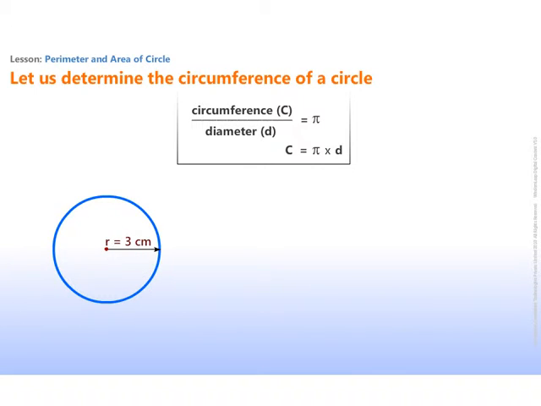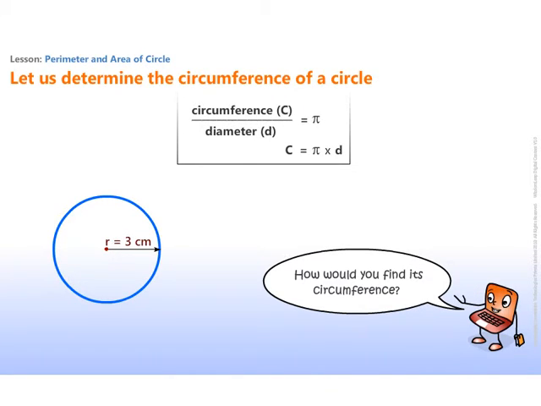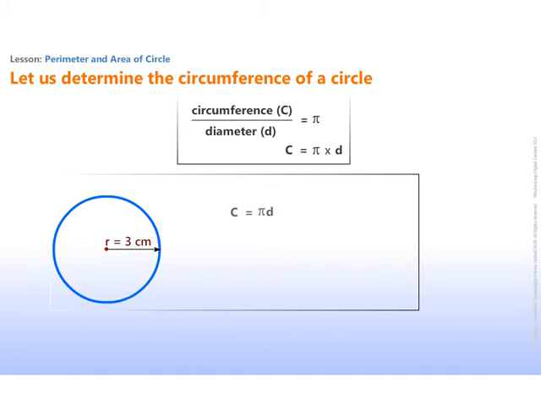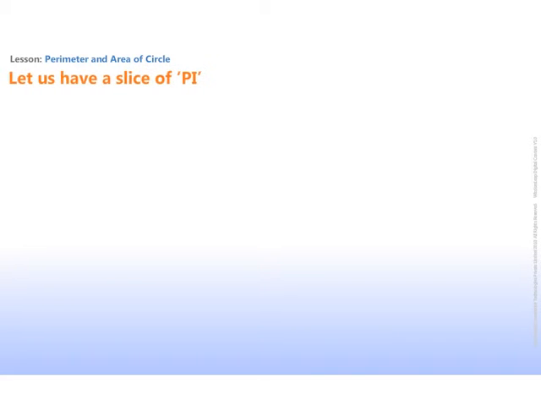If you were given the radius of a circle as 3 centimeters, then how would you find its circumference? We know that radius is half the diameter, that is, r is equal to d by 2. So, circumference C is equal to 2 pi r. Hence, the circumference of the circle when the radius is 3 cm is 2 into 3.14 into 3, that is equal to 18.84 cm.